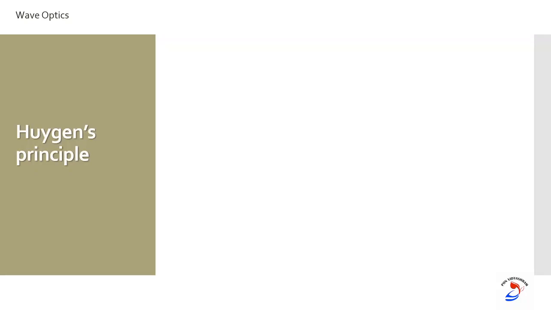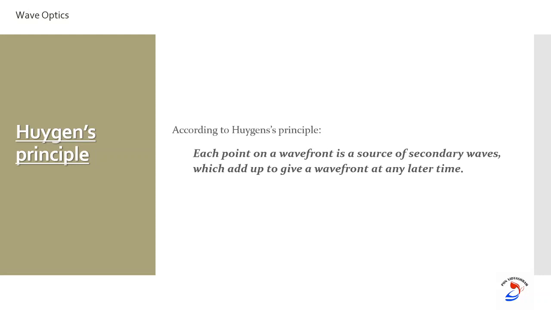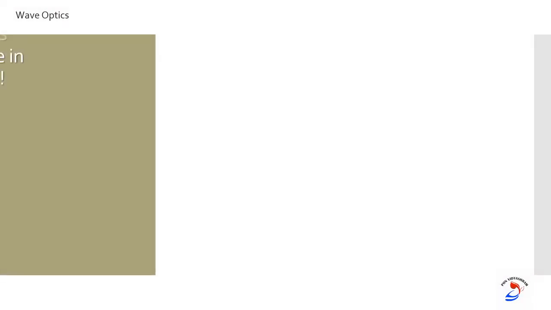Next, coming to Huygens Principle. According to Huygens Principle, each point on a wave is a source of secondary waves, which added to give a wavefront at any later time. Totally sounds like Greek and Latin, right? Did not understand a word of what I just now read. Yes? Okay. Now let me explain Huygens Principle to you in English.